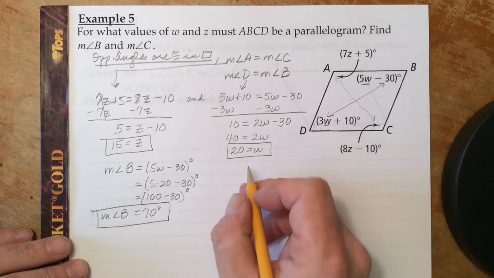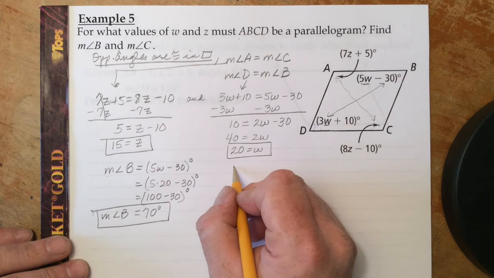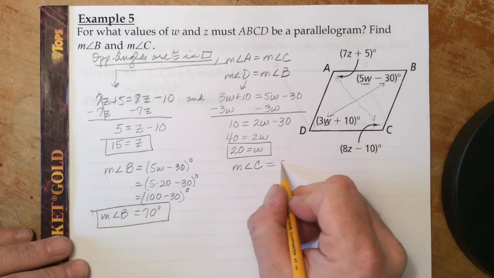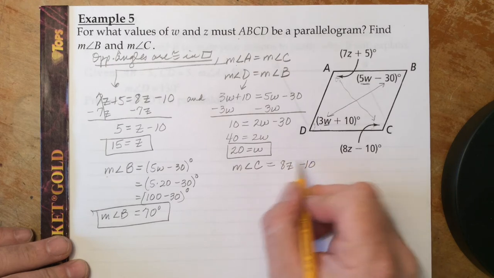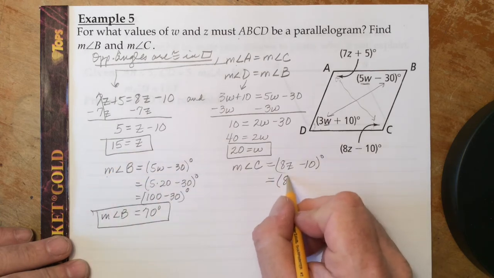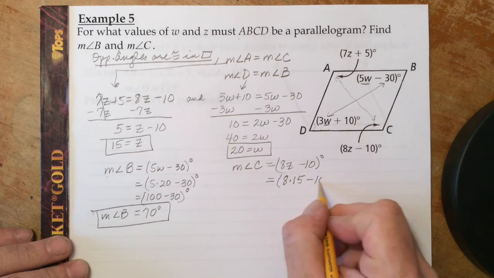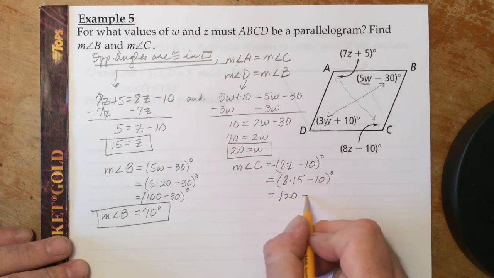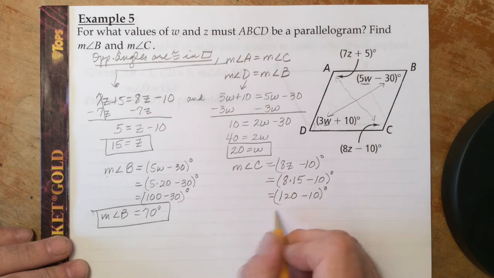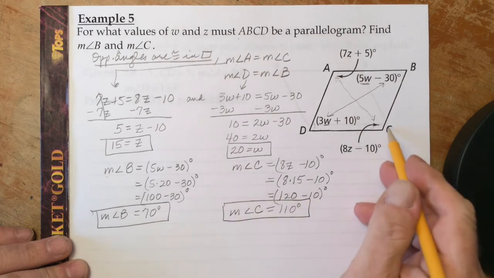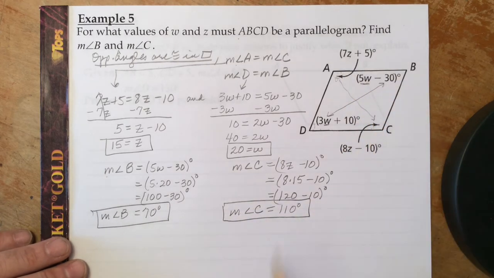Now for the other angle they asked us for, the measure of angle C, here was 8Z minus 10 degrees. Substituting in the value of Z, which is 15, we have 8 times 15 minus 10 degrees. Multiplying first, we get 120 minus 10 degrees. And that gives us 110 degrees for the measure of angle C. And of course, angle A is 110 degrees also.